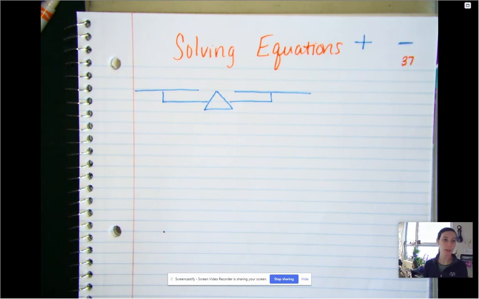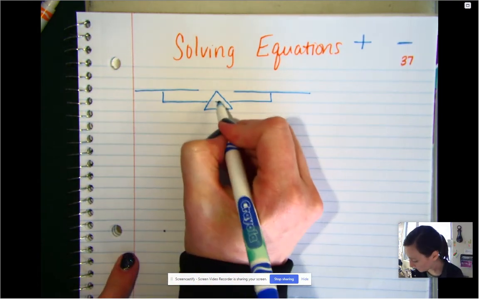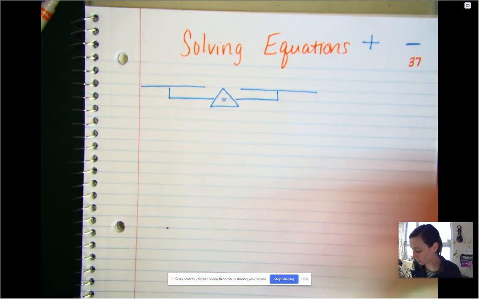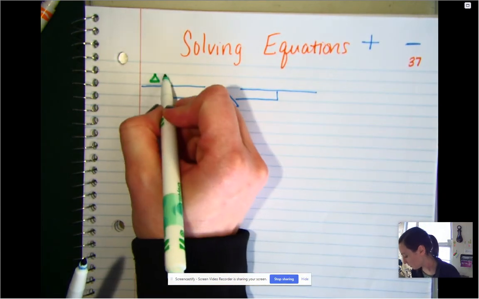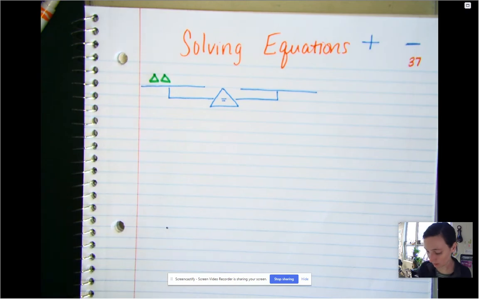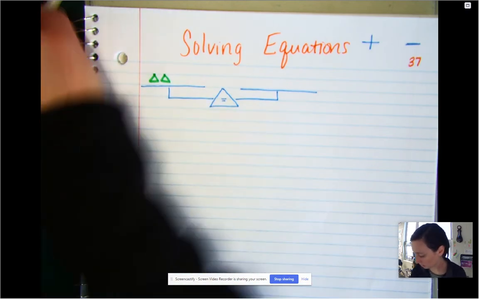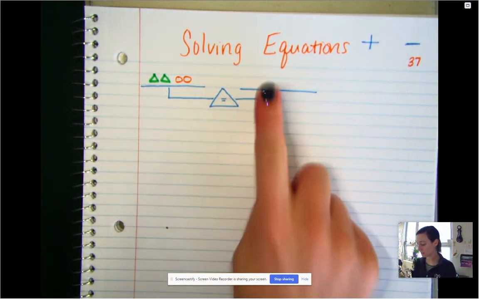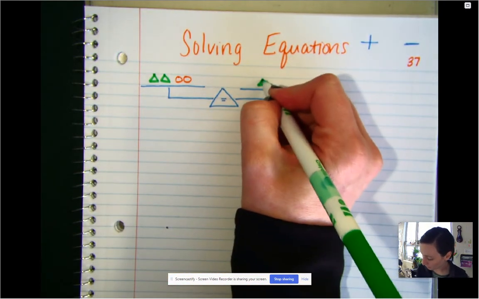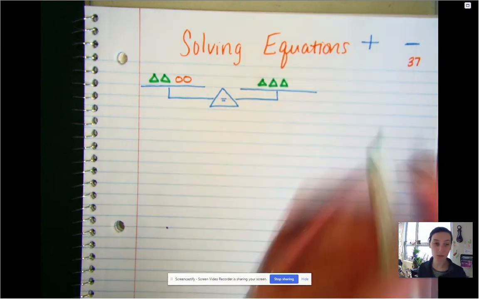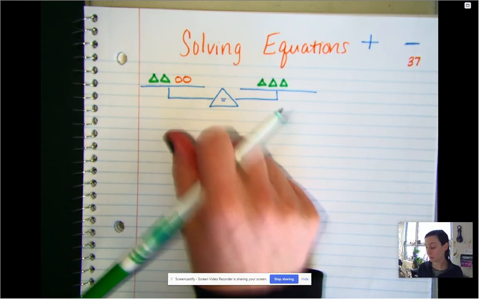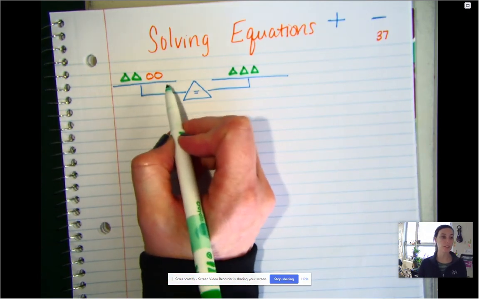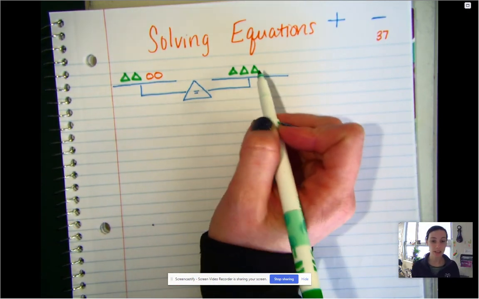Right, so an equation is saying this thing is the same as this thing. So let's say that we have two triangles and two circles, and that is the same thing over here as three triangles. I said squares, those are triangles. I am losing my mind. Okay, two triangles and two circles is the same as three triangles.